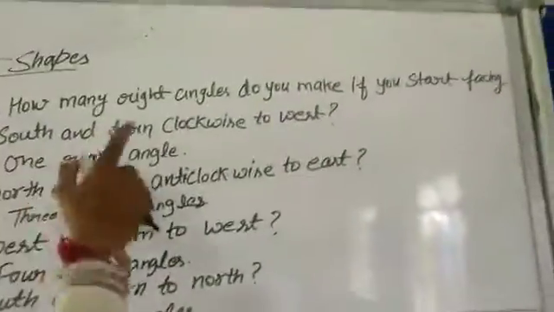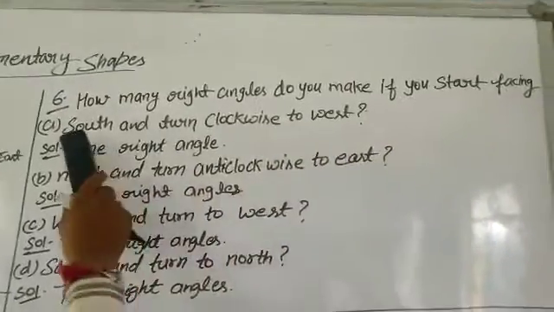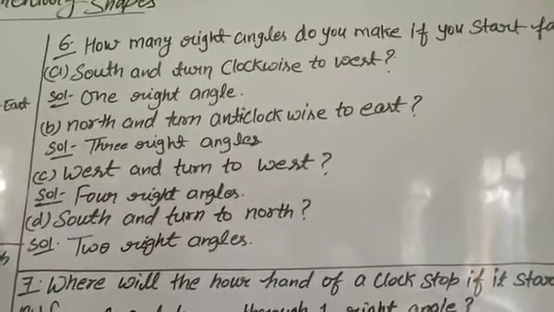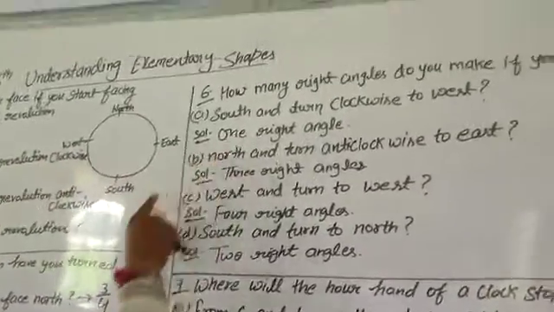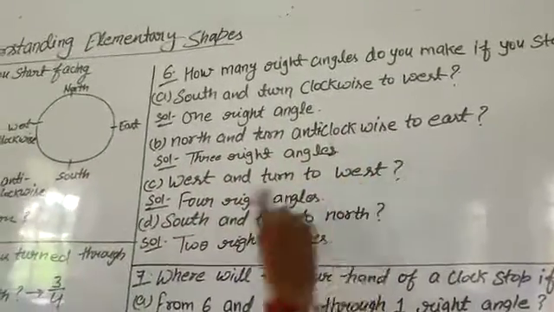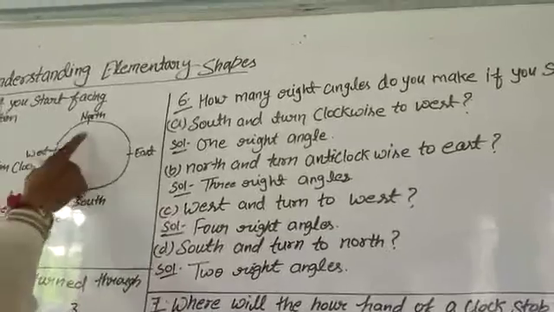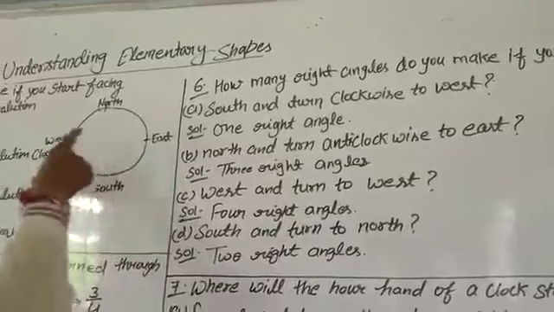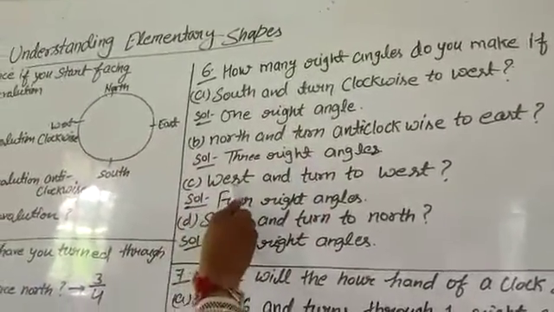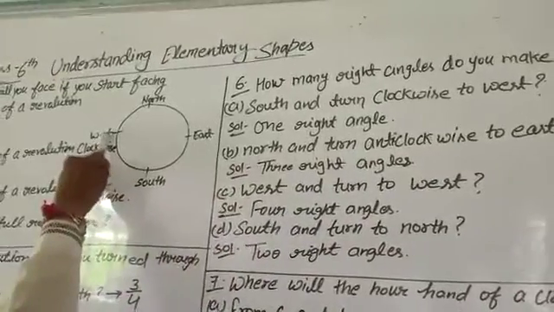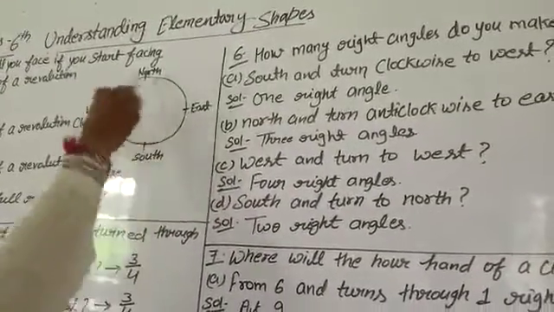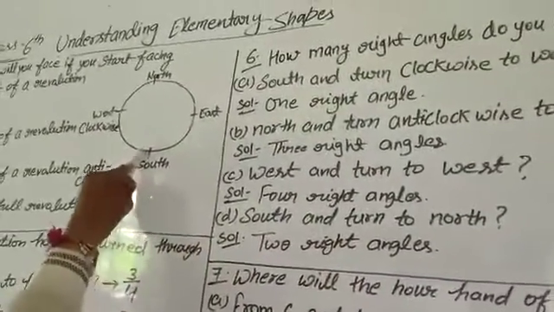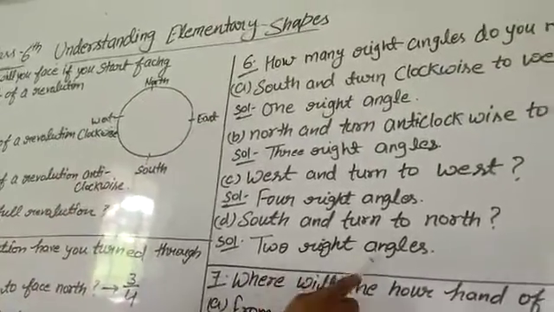Now question number 6. How many right angles do you make if you start facing south and turn clockwise to west? So one right angle. Part B, north and turn anti-clockwise to east: 1 2 3, this is clockwise, this is anti-clockwise, so three right angles. C, west and turn to west, again west, 1 2 3 4, four right angles. Now D part, south and turn to north, a straight angle, two right angles.